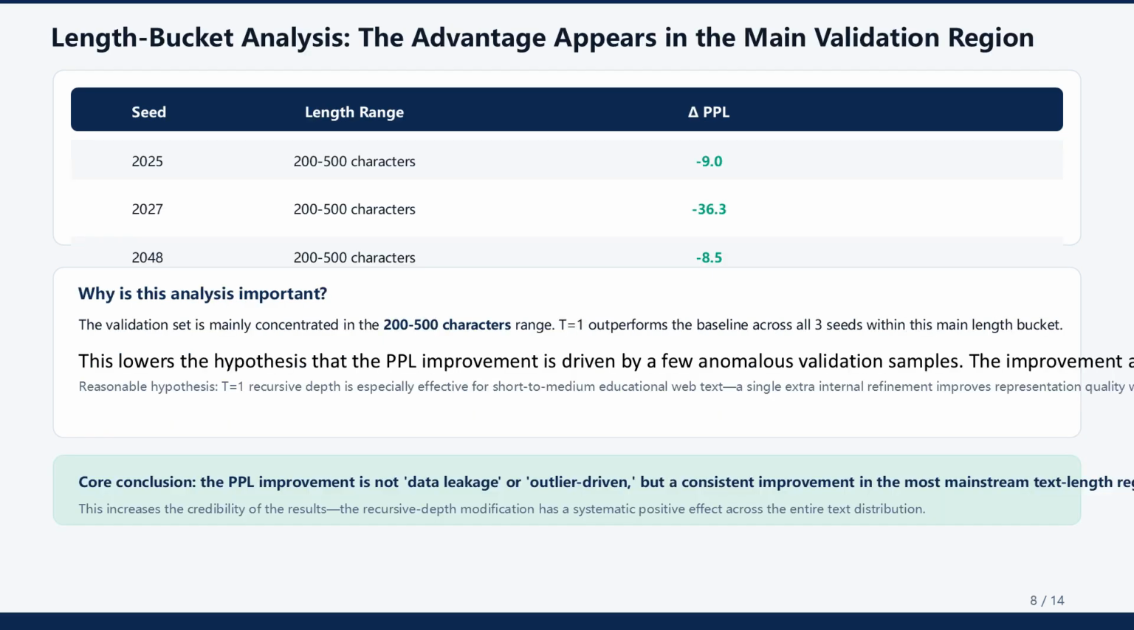Length bucket analysis. T equals 1's advantage appears in the mainstream 200 to 500 character range of the validation set and improves across all seeds. This lowers the likelihood that the PPL improvement is driven by anomalous samples. Recursive depth has a systematic positive effect on the whole mainstream text distribution.